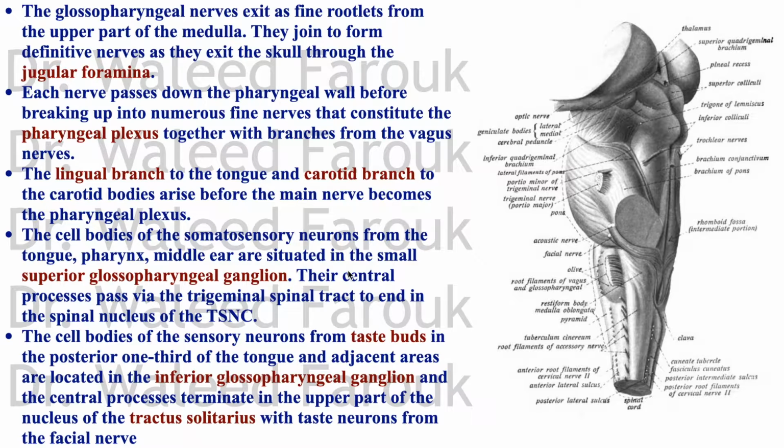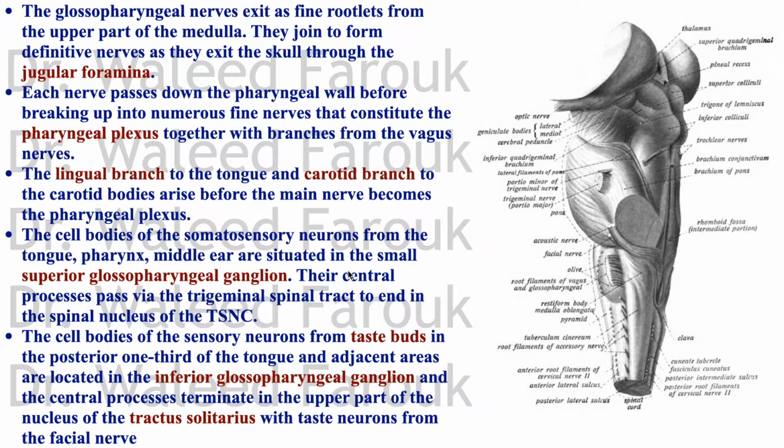Now, the nerve passes down the pharyngeal wall before breaking into numerous fine nerves to form the pharyngeal plexus, together with branches of the vagus. There is a lingual branch to the tongue, and a carotid branch to the carotid bodies, which arise before the main nerve forms the pharyngeal plexus.